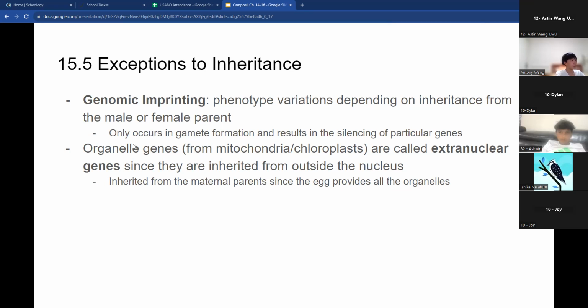Or you also have organelle genes, extranuclear genes. They are inherited from outside the nucleus. These are like mitochondrial genes. Mitochondria evolved from endosymbionts, so they still have circular bits of DNA. Some disorders are carried through mitochondrial genes. One thing you should know is that these organelle genes are only passed on through the mother. The mother contributes all of the extranuclear genes of an egg, of a zygote.